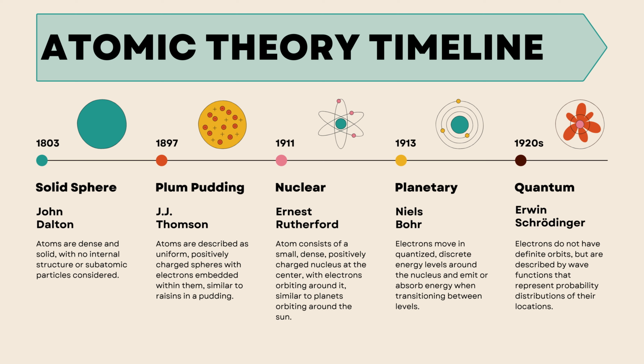1920s, quantum. Erwin Schrödinger. Electrons do not have definite orbits, but are described by wave functions that represent probability distributions of their locations.